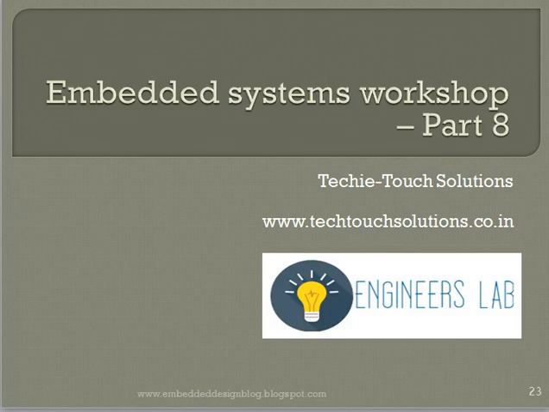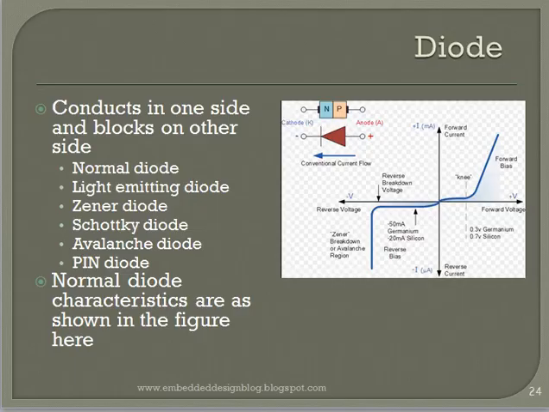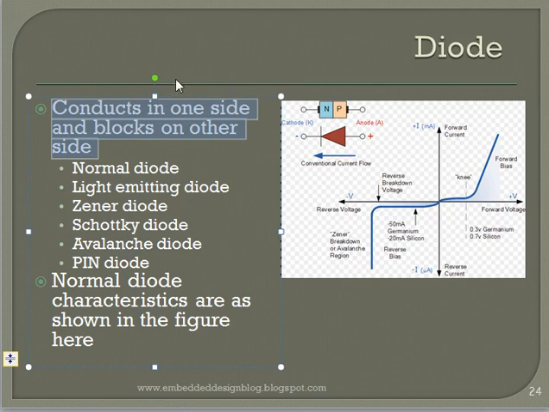So in continuation to the previous discussion on the diode voltage operation, and the forward bias and the reverse bias conditions, we will talk further. Previously we have clearly mentioned that a diode is basically used in most of the applications where reverse blocking is required. That means the diode conducts on one side and blocks on the other side.